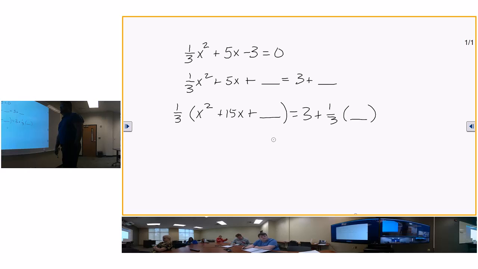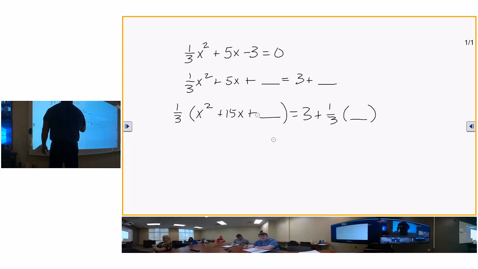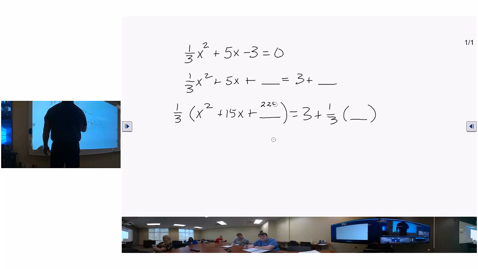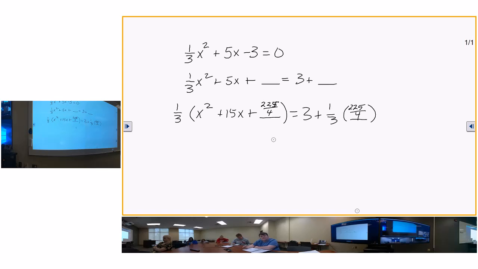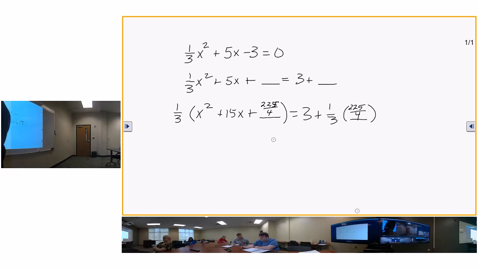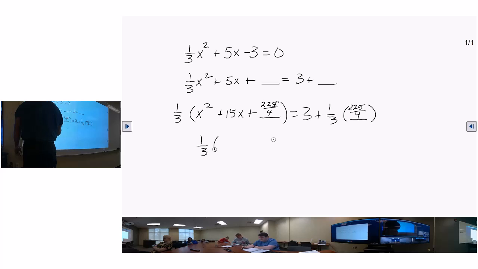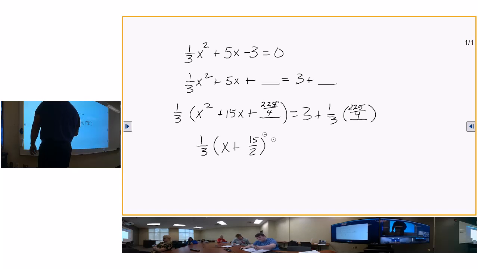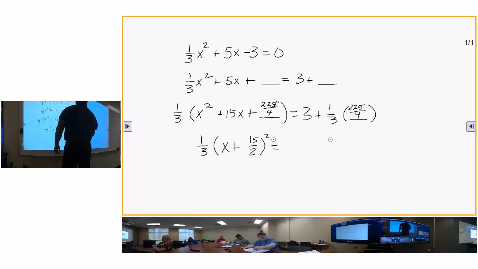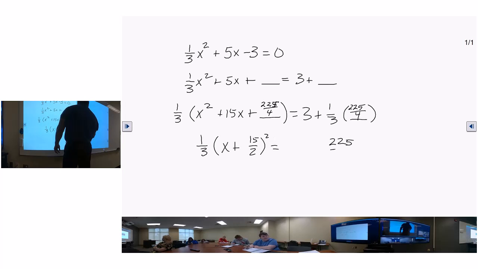Half of 15 is 15 halves. 15 halves squared is going to be 225 over 4. Somebody help me out. Yep. And that'll give us 225 over 4. And that's going to give us shortcut number 1, which gives us 1/3 times x plus 15 halves quantity squared is equal to, I'm just going to go ahead and write 225 over 12 here.